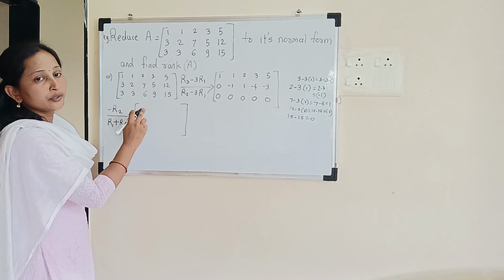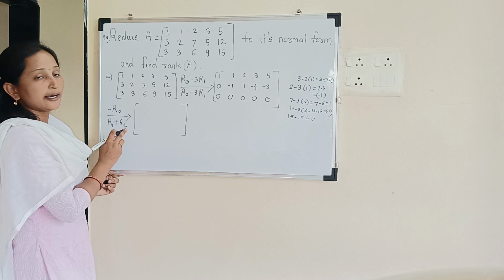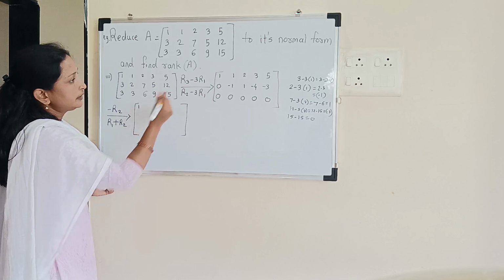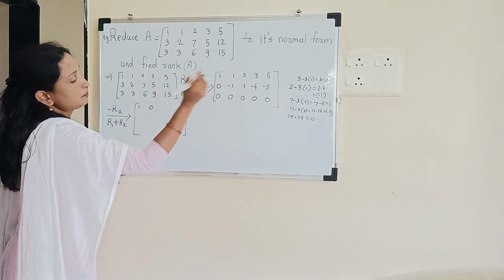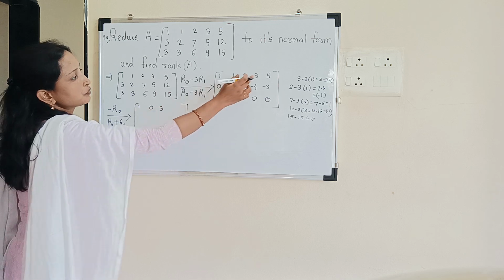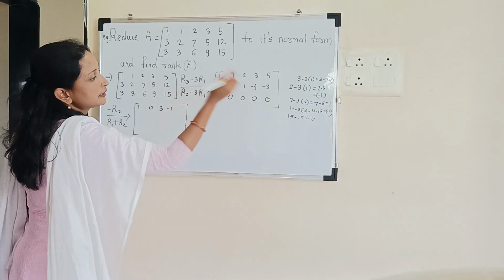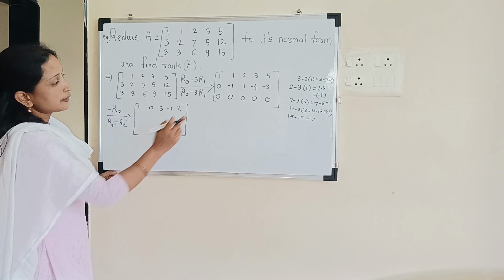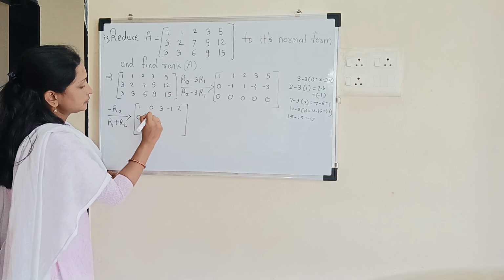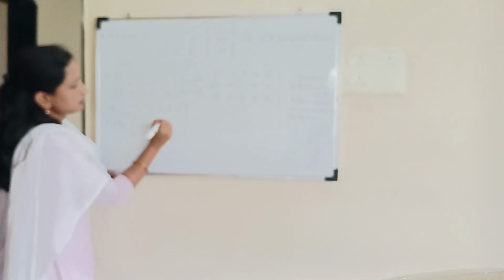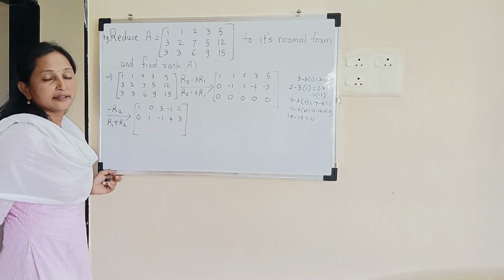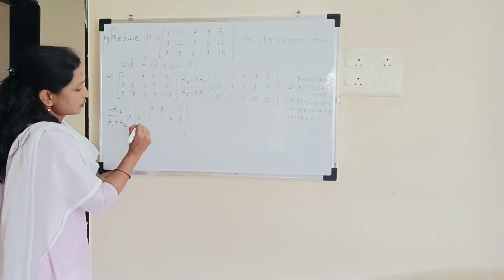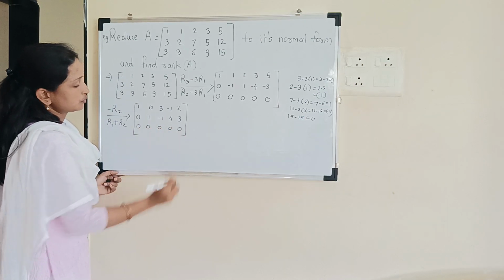Now the first row is going to change. Why? Because you are adding R2 in the first row. So 1 plus 0, it will be 1. 1 minus 1, 0. 2 plus 1, 3. 3 minus 4, minus 1. 5 minus 3, 2. Now minus R2, you will have 0, 1, minus 1, 4. The signs of all entries of the second row will get changed. So 0, 0, 0, 0.